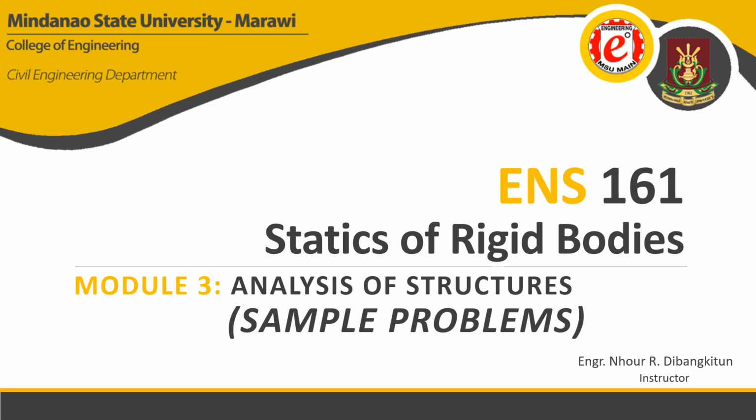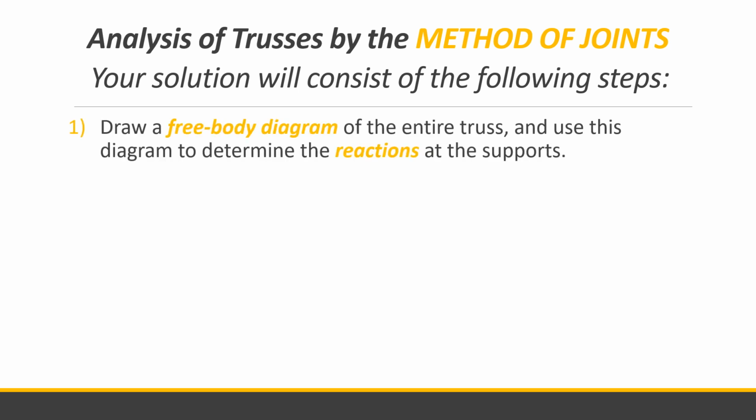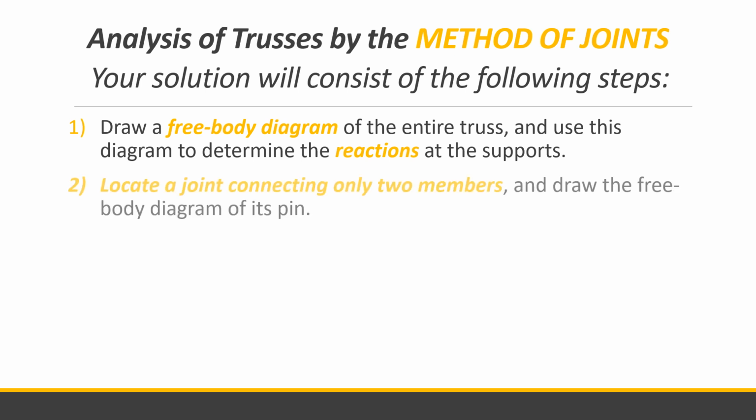Let's review the steps in analyzing a truss using the method of joints. Your solution will consist of the following steps. First, draw the free body diagram of the entire truss and use this diagram to determine the reactions of the supports. Next, locate a joint connecting only two members and draw the free body diagram of its pin.